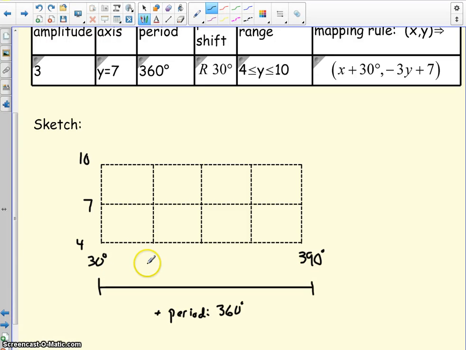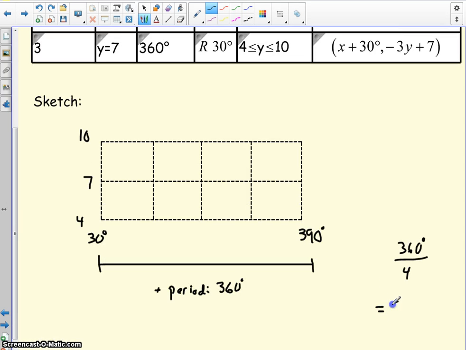The last thing we need to do is finish up the rest of these x values. Remember that we split up our cycle into 4 sections. Our period is 360 degrees, and if we divide that into 4, 360 divided by 4 gives me 90 degrees. That tells me that to go up each quarter of a period, I'm going to have to add 90 degrees to the previous value. If I do that, I can keep getting all the rest of my x values. So 30 plus 90 gives me 120 degrees.